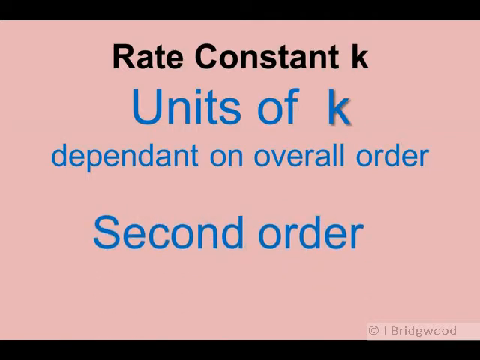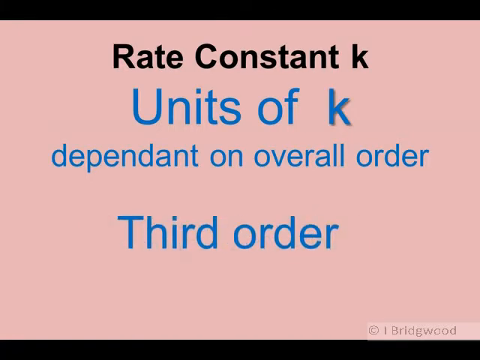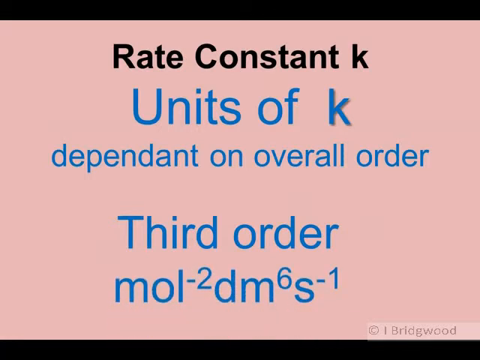Second order, following in the same way, rate in moles per cubic decimeter per second divided by concentration in moles per cubic decimeter all squared. The units come out to be moles to the minus 1 decimeters cubed seconds to the minus 1. And third order, following the same pattern, moles to the minus 2 decimeters to the 6 seconds to the minus 1. So therefore, by considering the units of k, you can determine the overall order, or looking at it the other way, by knowing the overall order of reaction, you can determine the units of k.